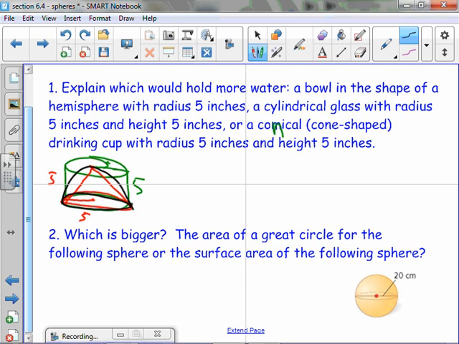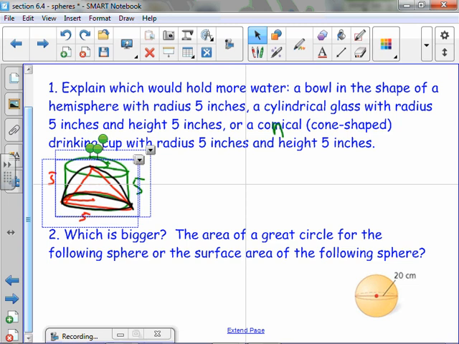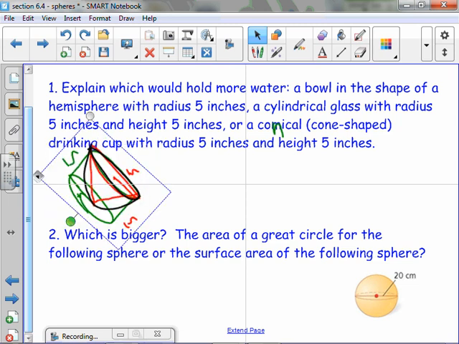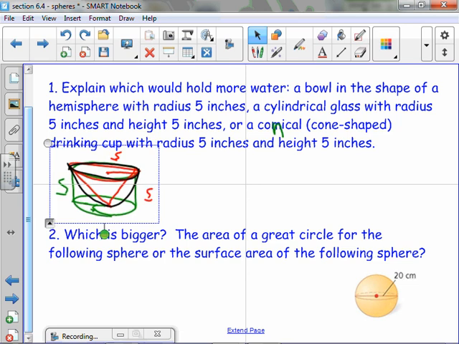And which one of these does it look like would hold more water? If you flip this whole thing upside down, which, hey, you know what? I've got a smartboard, so I'm going to do that. And we filled all of these with water. Which one's going to hold the most water? Is it going to be the red one, the black one, or the green one? So I leave that for you to figure out.